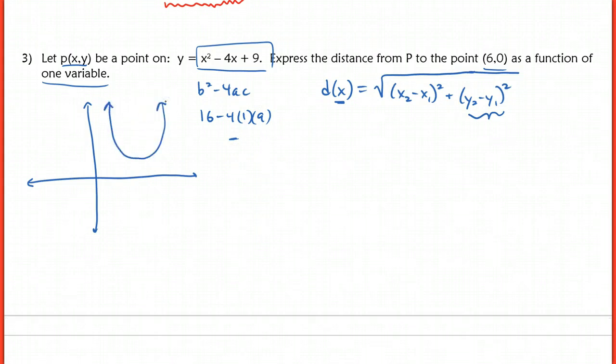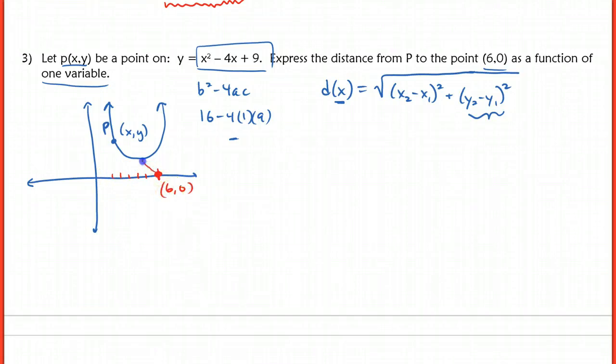Okay, so here's our quadratic. I don't really care where it's at, but just for the sake of being a little bit more accurate, I check to see where it's at. Now, I'm going to place a point somewhere on this parabola. Let's call that P, and the coordinates here are x, comma, y. Okay. Now, the point 6, 0 is about right here.